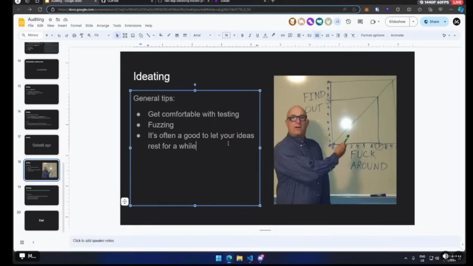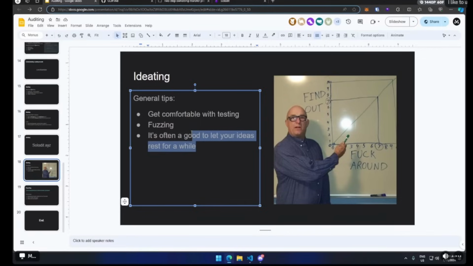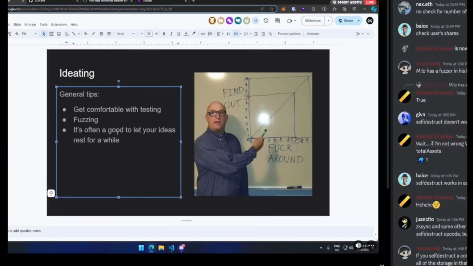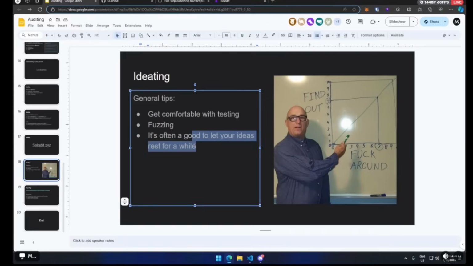Third part is, like I said just now, it's often good to let your ideas rest. This is why I don't encourage rushing audits. Sometimes when I look at the code for a while and then go take a nap or spend a day off and come back, I'll usually have a new idea of what goes on, maybe a new attack to try out, or I look at the code differently. So it's good to not rush your audits and let your brain digest the code for a while.